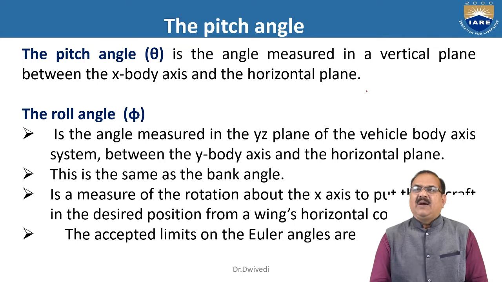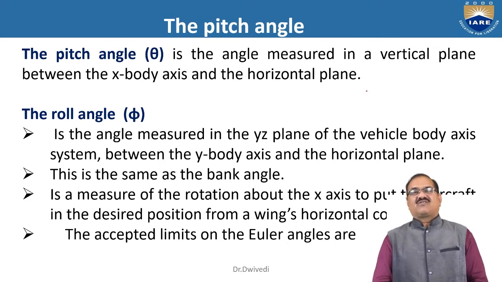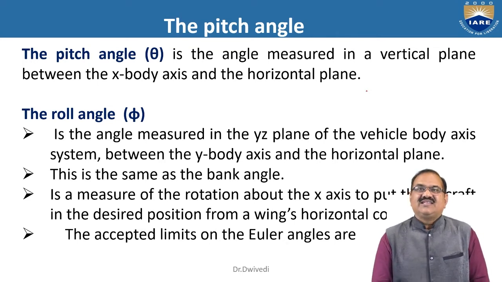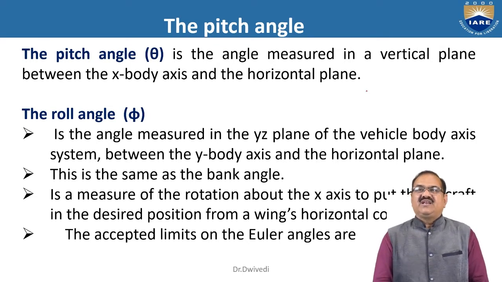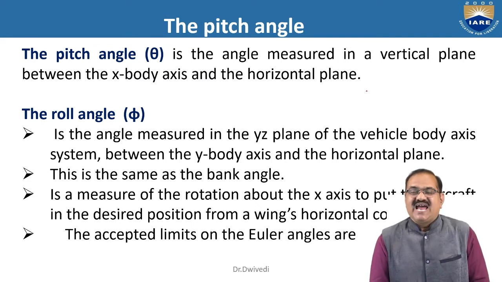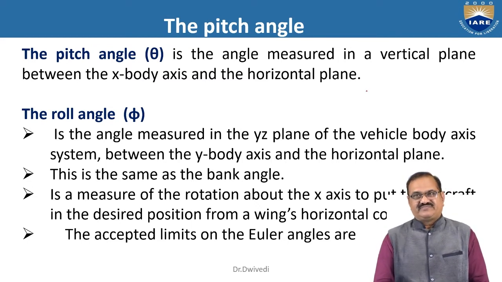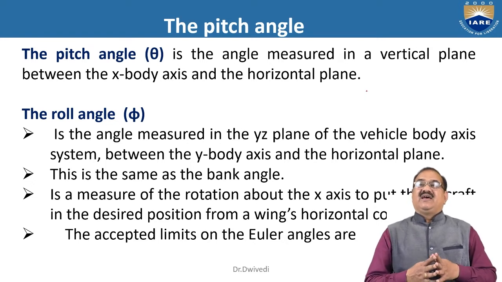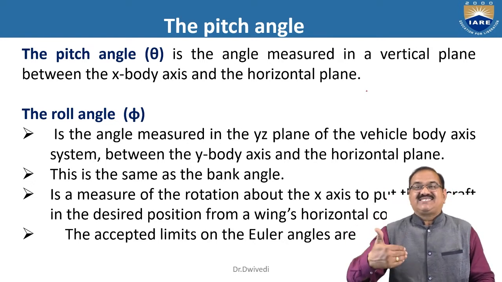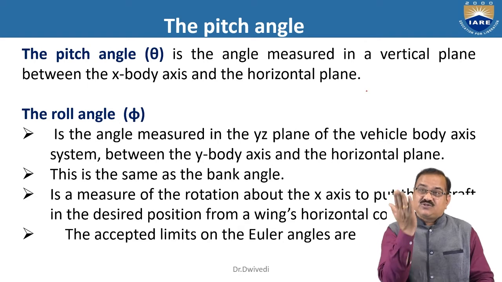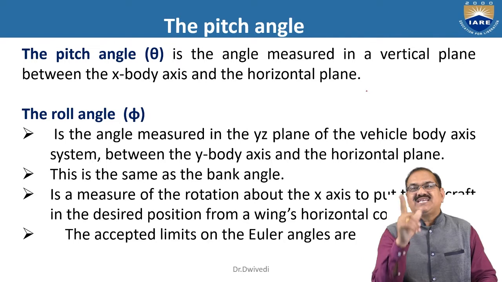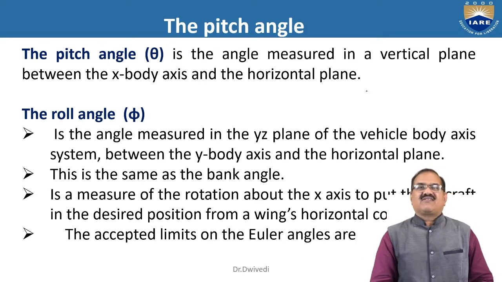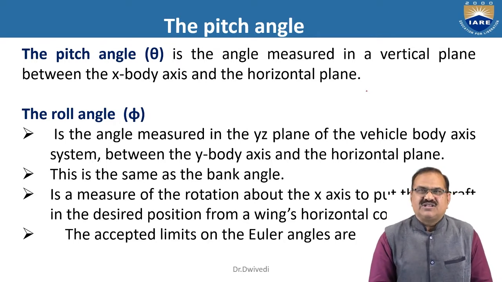Now what is the pitch angle, or it is also called the elevation angle? The pitch angle theta is the angle measured in a vertical plane between the x body axis and the horizontal plane. It is measured in a vertical plane, meaning the xz plane. If the nose is going up or down from the horizontal plane, how much angle it is going up or down, that is called the pitch angle, theta.